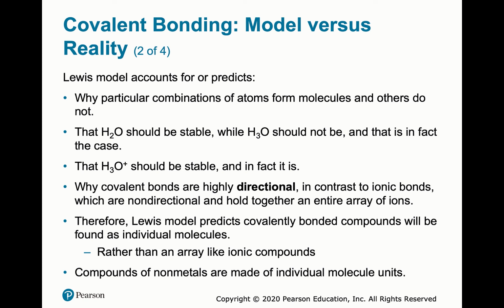So why would we have certain molecules form and other ones do not? And the idea is the octet. So H2O is stable, H3O should not be because it breaks the octet rule. And this is in fact correct, but also predicted is that H3O plus should be stable. And in fact, it is stable. That's what acids do. They turn water into H3O plus.